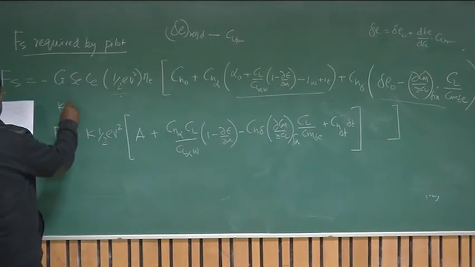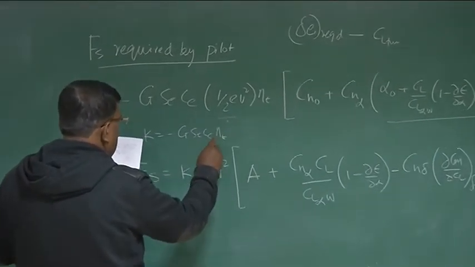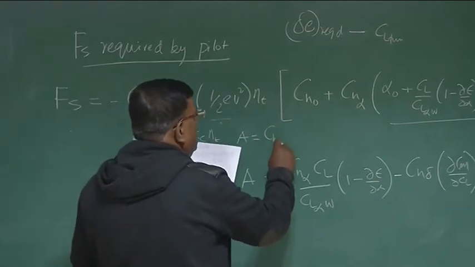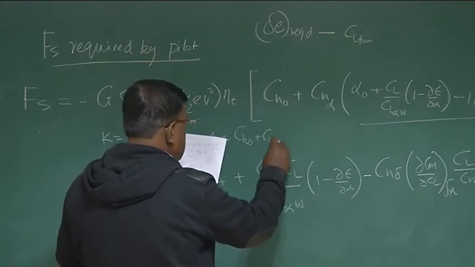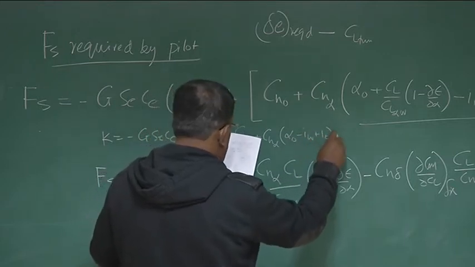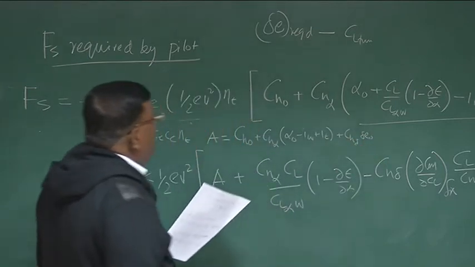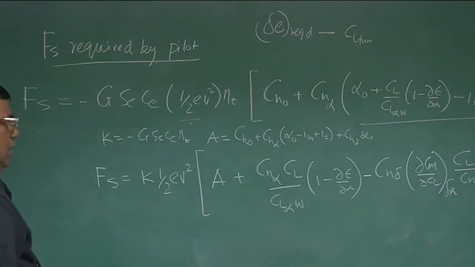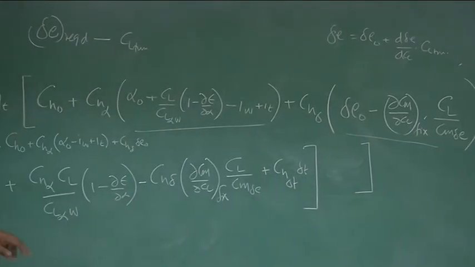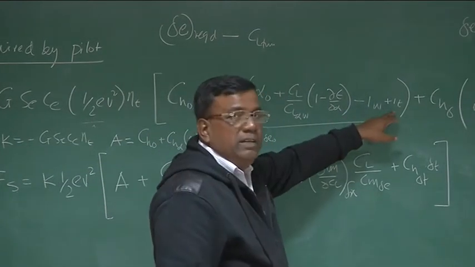This K is minus G AC C neta T, and A is another big expression. This is all Ch naught plus Ch alpha into alpha naught minus IW plus IT, plus Ch delta into delta E naught. Where are these things coming from? You could see here that Ch naught into delta E naught has been taken out. Similarly, Ch alpha into alpha naught minus IW plus IT has been taken.